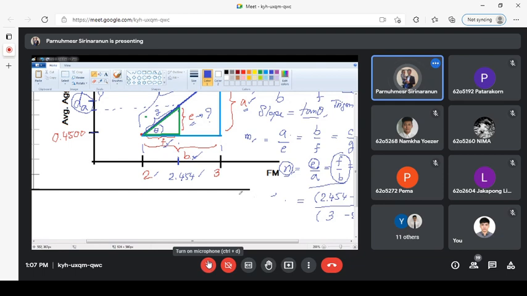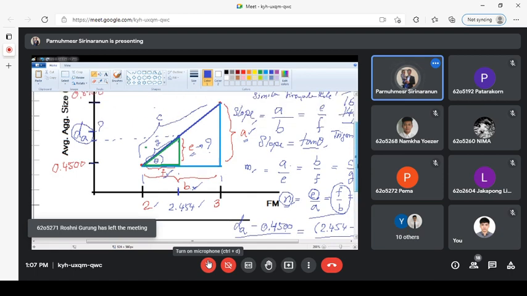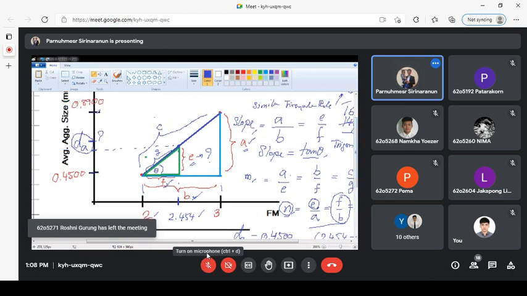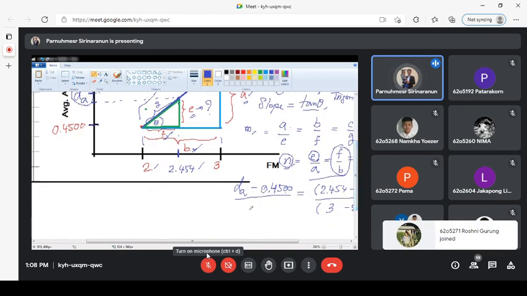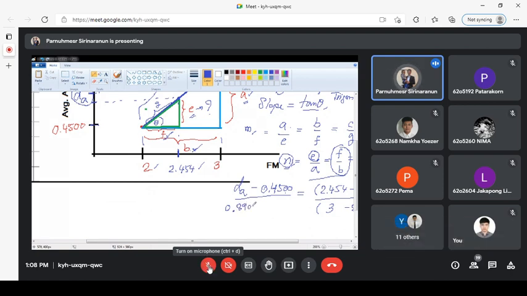So E comes from your average aggregate size value minus 0.45. You get that? This is a number E, divided by A. A comes from what? From the margin, the last number, 890 minus 0.4500. Yes or not? This is A. Clear?